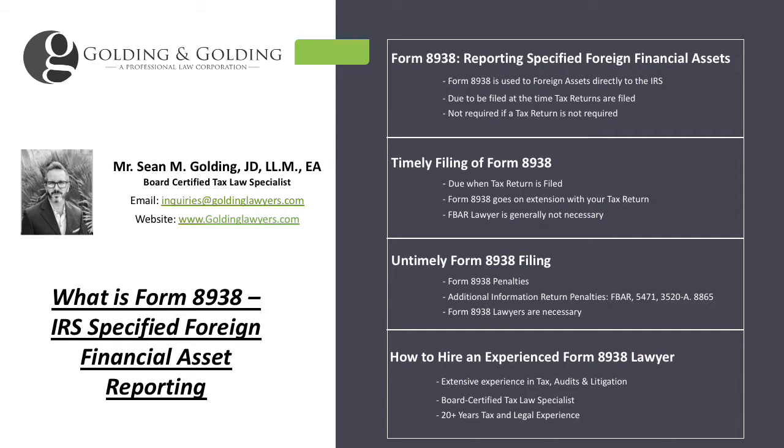With the FBAR, you're just reporting maximum balance. With the 8938, you're reporting income associated with the assets. You have to total the income and then break it down. Is it dividend, income, interest, royalties, capital gains, etc., etc.